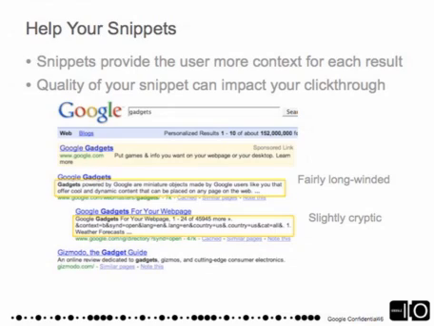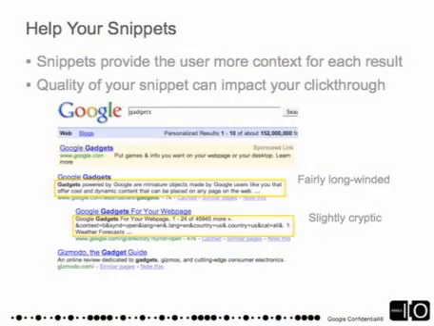A search for gadgets returns Google Gadgets as the second result and the indented result. The first snippet is fairly long-winded, I'll read this off. It's not that bad. Google Gadgets: Gadgets powered by Google are miniature objects made by Google users like you that offer cool and dynamic content that can be placed on any page on the web. Okay, that's not that fun, but it's okay.